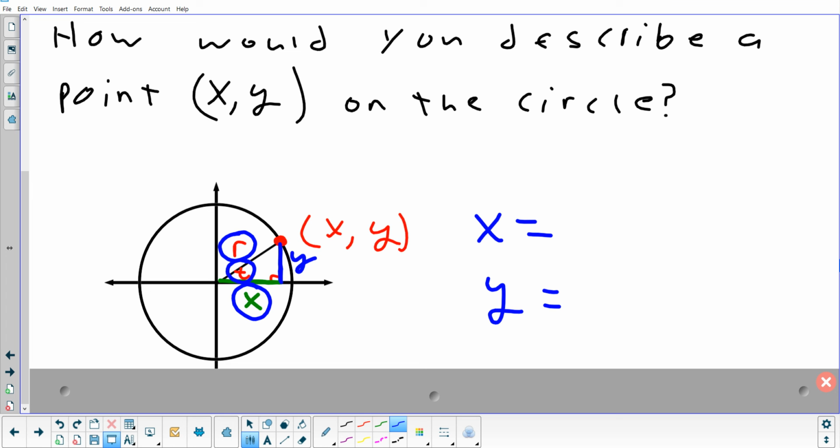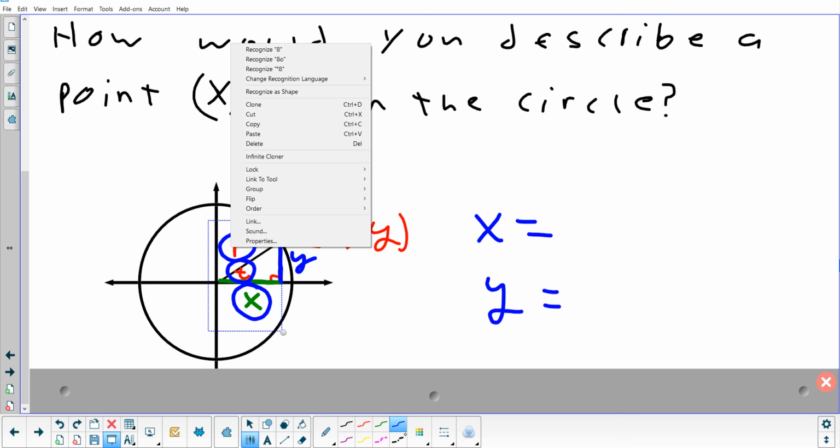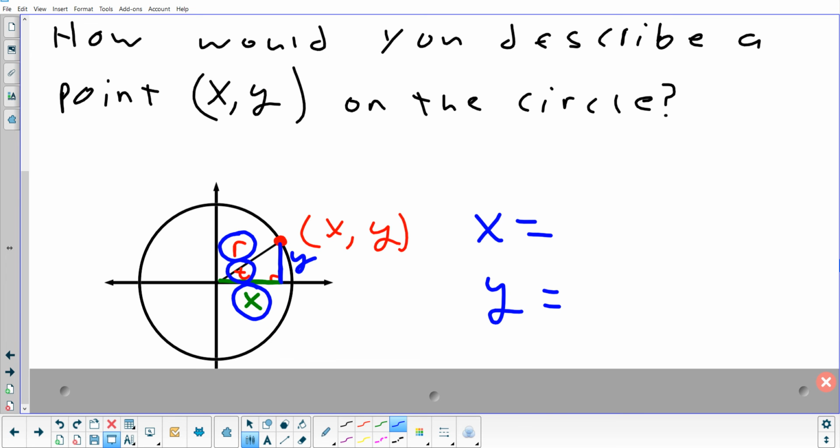Yep, cosine. You use cosine. X is adjacent. R is really like the hypotenuse. Adjacent over hypotenuse. So let's put it up here. Cosine equals, and in this case, what's my angle? T. Yeah. Why aren't we calling it theta? We normally use a Greek letter, but because we're doing parametric, you always use a T. So the cosine of my angle equals.